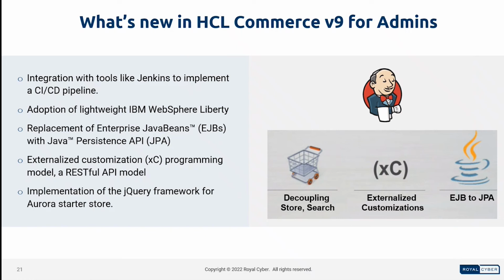In HCL Commerce V9, the integration with tools like Jenkins to implement the CI/CD pipeline, adoption of lightweight IBM WebSphere Liberty, replacement of enterprise Java Beans with Java Persistence API, externalized customization programming model or RESTful API model, and implementation of the jQuery framework for Aurora Starter Store are the main features in HCL Commerce V9.